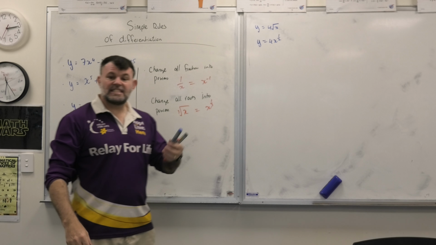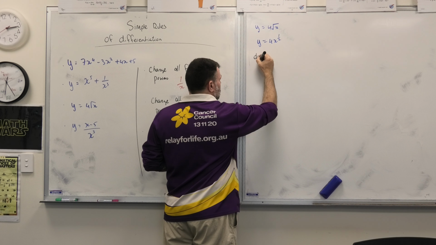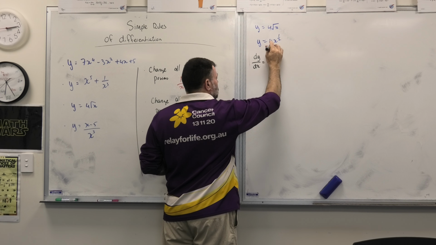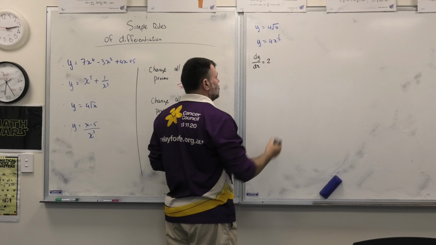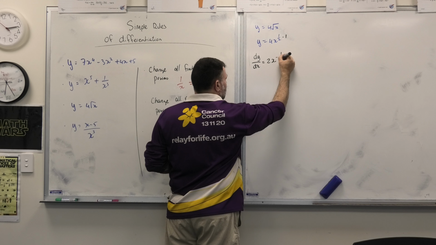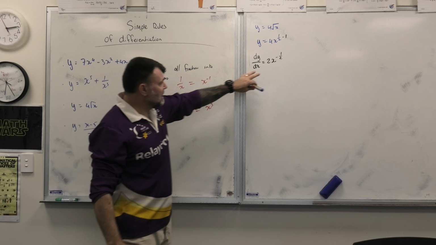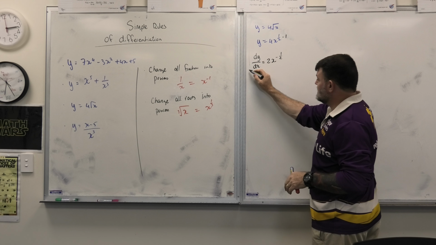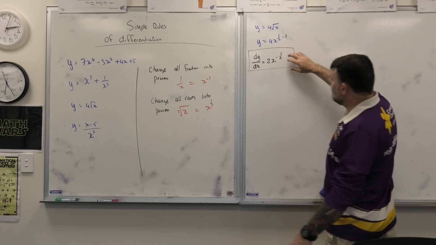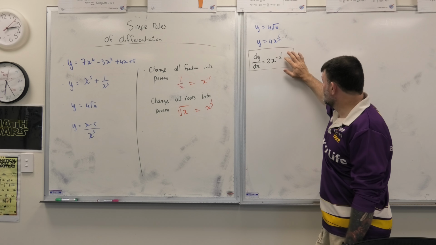Now I'm at a point where I can start differentiating. So let's differentiate this. We get dy on dx is equal to, well, half times 4 is 2, 2x. Now if I minus 1 from here, I'm going to get negative half. Now, this here again is the unsimplified version. However, we generally don't like leaving things with negative powers if we can help it.